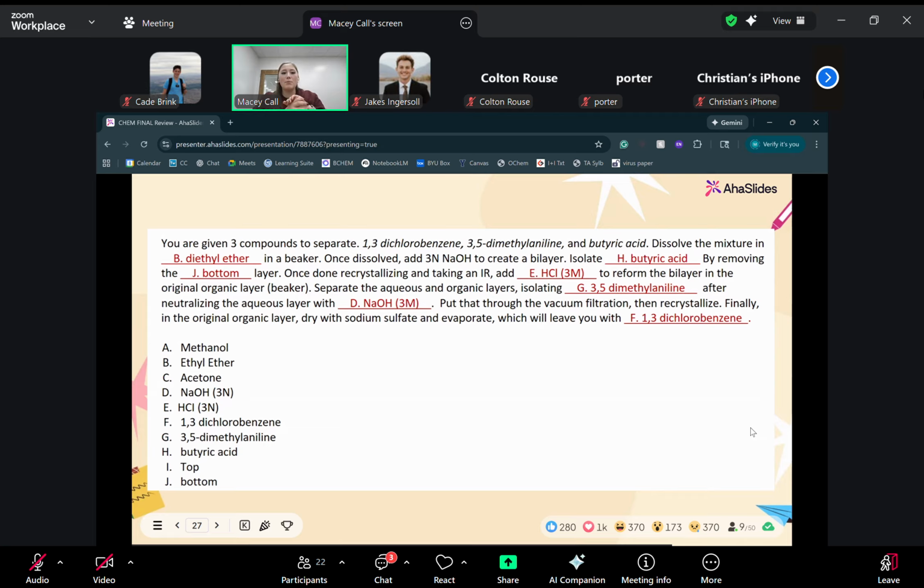Dissolve the mixture in blank in a beaker. So the first thing that I do when I have all of my compounds, I'm going to have them probably in powder form, or maybe a couple of them are in liquid or whatever. I want to put them all in an organic layer, right? Which is what we do in class. The first thing I do is probably add a bunch of either dimethyl or diethyl ether or dichloromethane. And so I would say I'm going to dissolve it in an organic solvent.